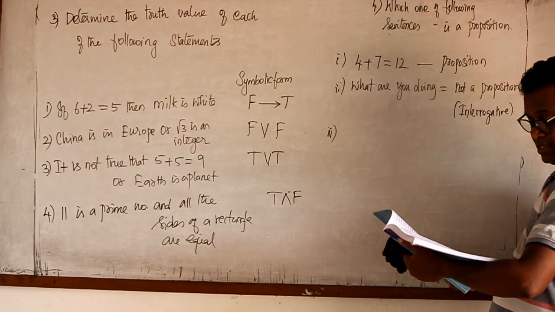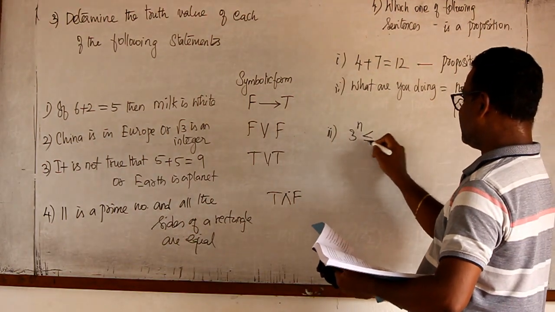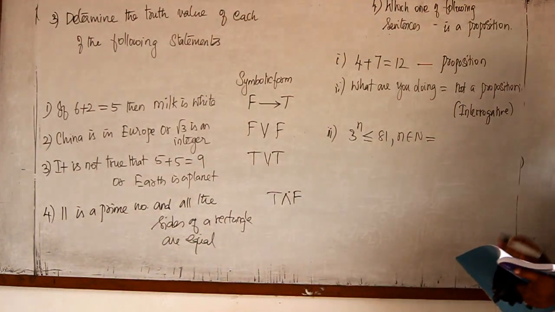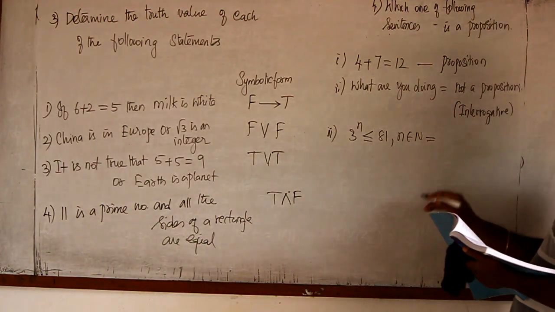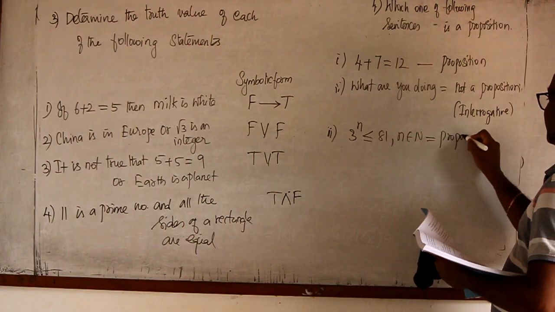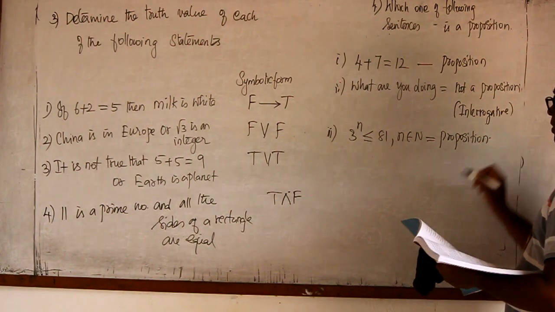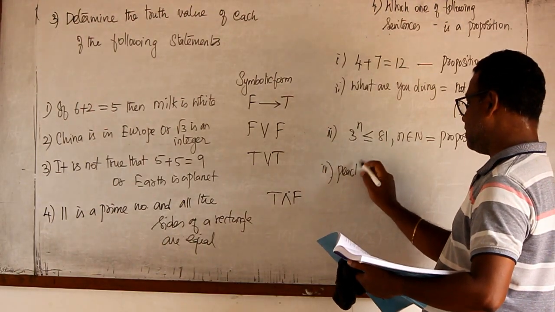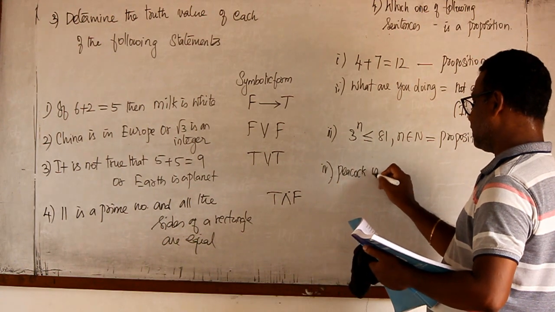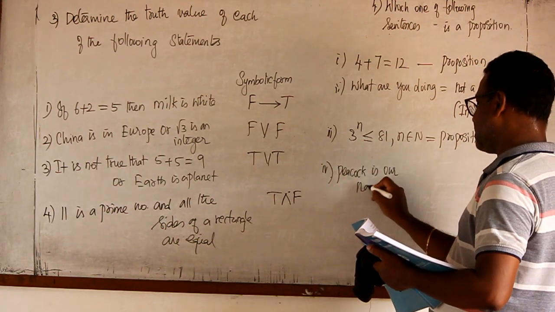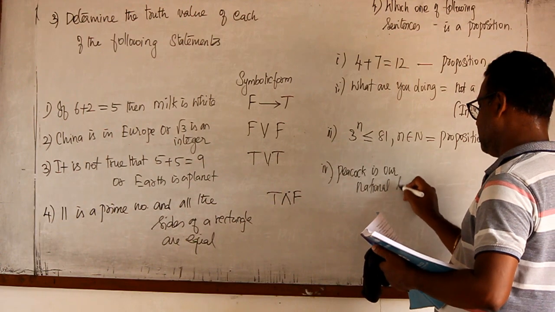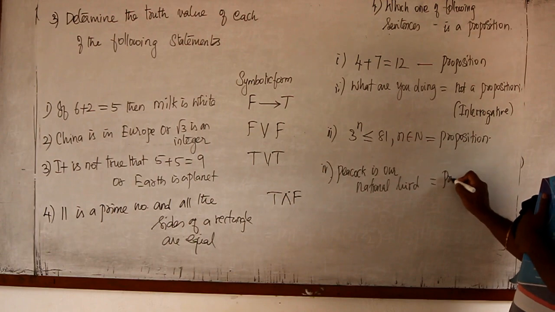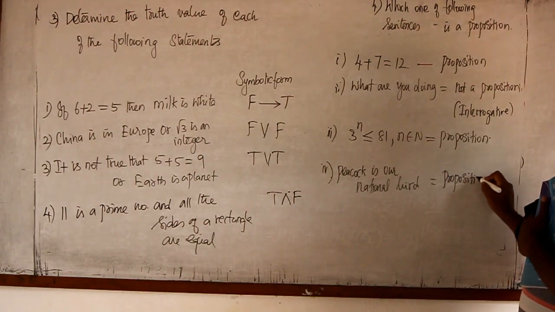Third, 3 power n is less than or equal to something for every n belonging to N. Whether it is true or false, it is a statement. Therefore, this is a proposition. Fourth one. Peacock is our national bird. It is a statement, it's a true statement, but whatever it is, it is a proposition.